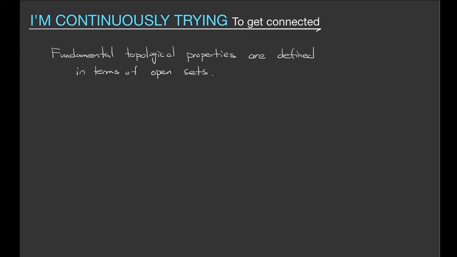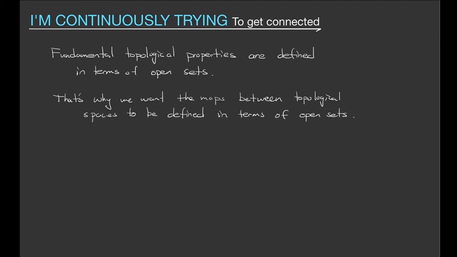Now, why are we talking about open sets? Why are we talking about a continuous function, which has to do with how open sets between spaces relate? Well, the fundamental topological properties are defined in terms of open sets. When you look at connectedness, compactness, when you look at things like the countability axioms and so on, everything is defined in terms of an open set. If it's a topological property, it has to do with open sets. So that's why the maps between topological spaces should concern open sets and how they relate.